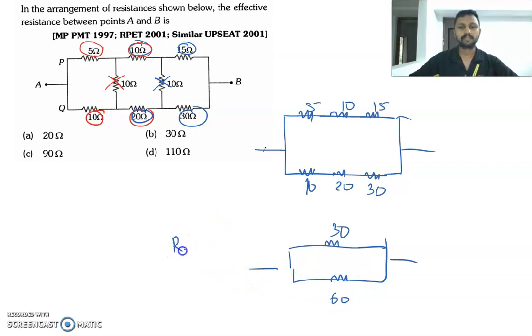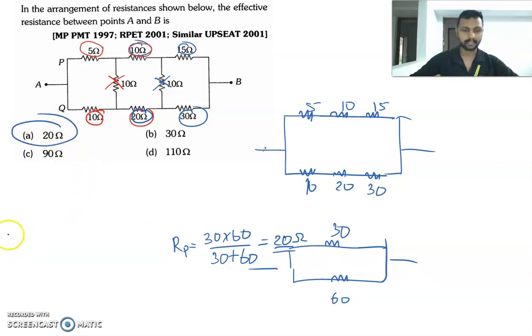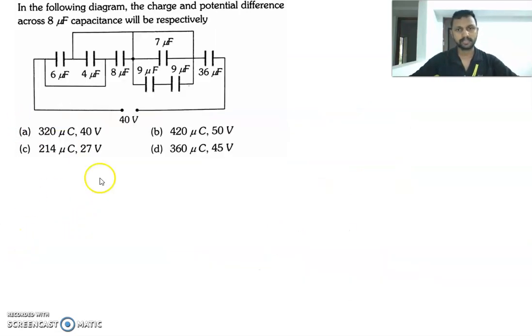Therefore, effective resistance Rp is equal to R1 R2 divided by R1 plus R2, that is 30 into 60 divided by 30 plus 60, and you will get an answer of 20 ohm. Therefore, option A is the correct answer. Let's look at the next question.